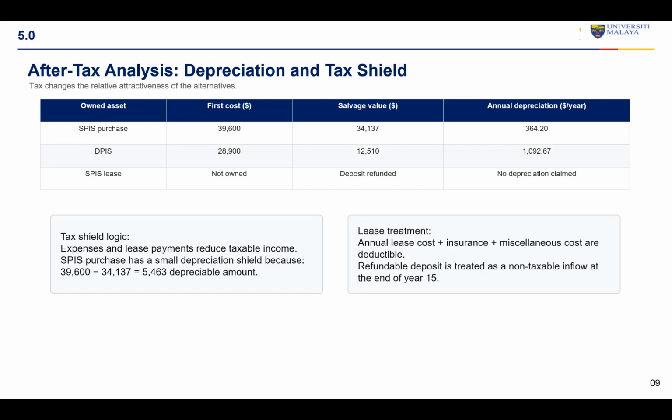SPIS lease does not claim depreciation because the company does not own the assets. However, the annual lease payments, insurance, and miscellaneous expenses are deductible. This creates tax saving, which significantly affects the after-tax comparison.